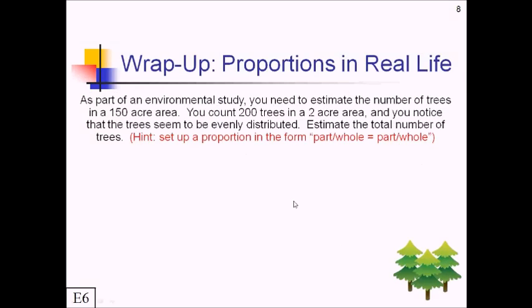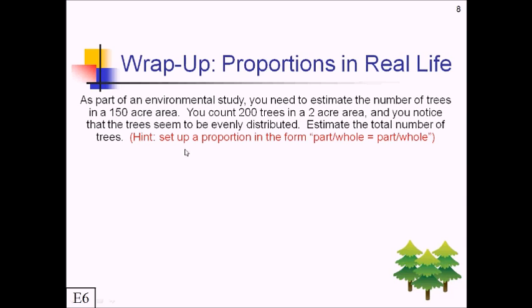To wrap this one up, we're going to do a real-life problem. As part of an environmental study, you have to estimate the number of trees in a 150-acre area. That's a lot of tree counting if you're doing that whole area. So instead, you count 200 trees in a 2-acre area, and you notice the trees seem to be evenly distributed. So you didn't just find the area that had the most trees in it. Everywhere has the same density of trees. Based on that, estimate the total number of trees.